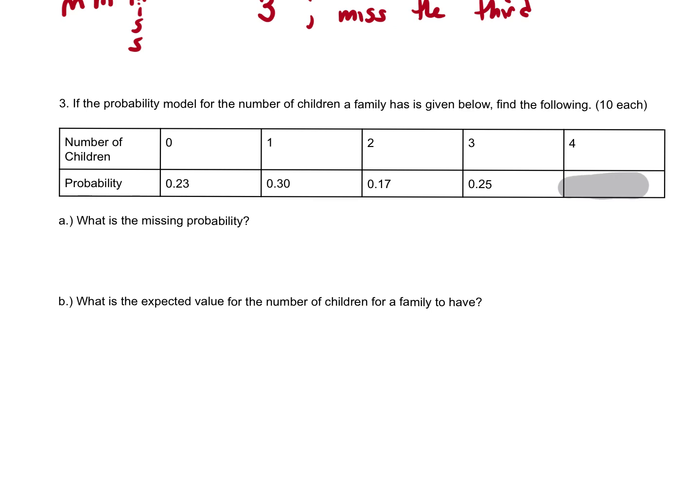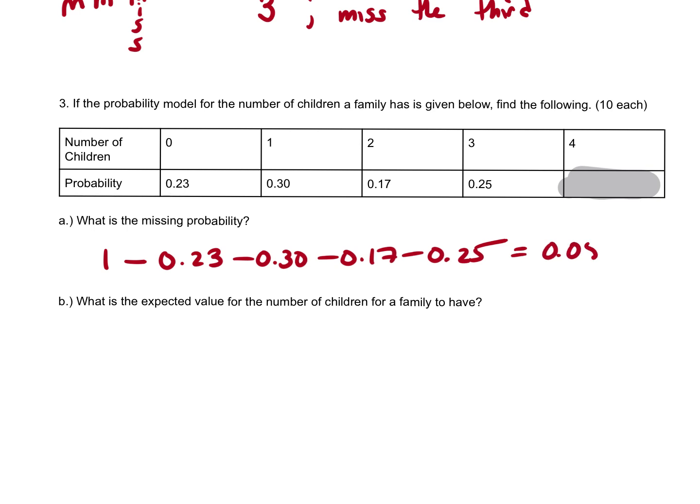Okay. Well, I want to know what's the probability of having 4 children? Well, remember, all these probability distributions always add up to 1. So to find the missing probability, I will just simply take 1 minus 0.23 minus 0.3 minus 0.17 minus 0.25. Now, they don't have to be like this. You could certainly add them all up and then subtract. That's also a great way to do it. There are lots and lots of ways to do it. So when I do this, I get 0.05.